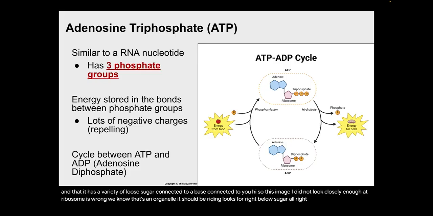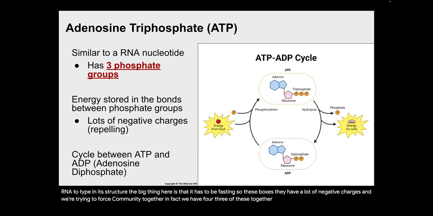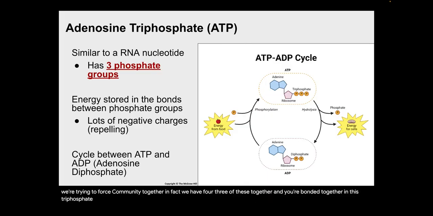So it's really similar to an RNA nucleotide in its structure. The big thing here is that it has 3 phosphate groups, and that's key. These phosphate groups have a lot of negative charges, and we're trying to force 3 of these together. In fact, we have forced 3 of these together. They are bonded together in this triphosphate part of our ATP.